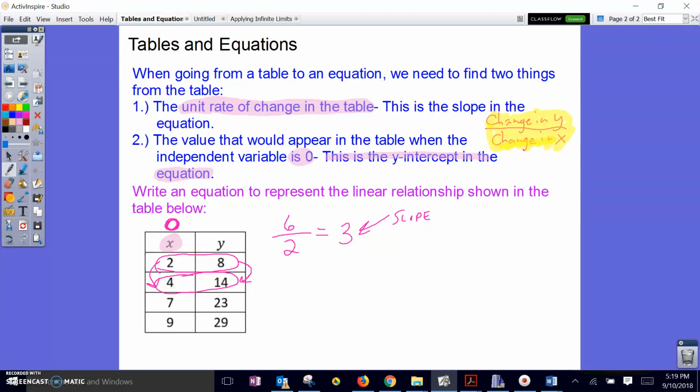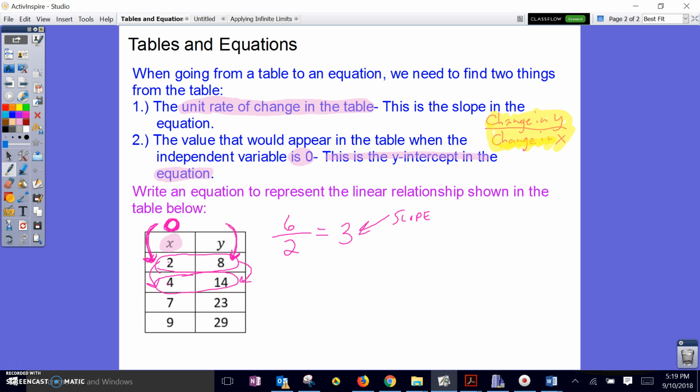Now the other thing I need to do is figure out what the value is when x is 0. Sometimes I'll use the unit rate of change to do that, and sometimes I'll just use the information that's in the table. I'll talk about both ways here. Since the first two entries in the table have x values of 2 and 4, the distance between those two entries is the same as the distance between 0 and the first entry at 2. And so the difference between the y values has to be the same as well.